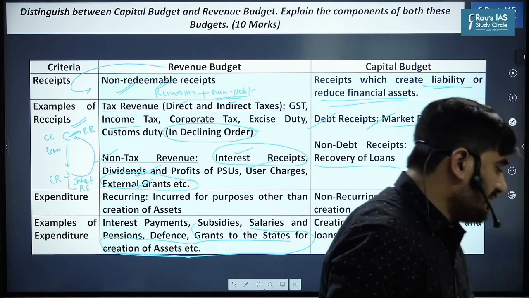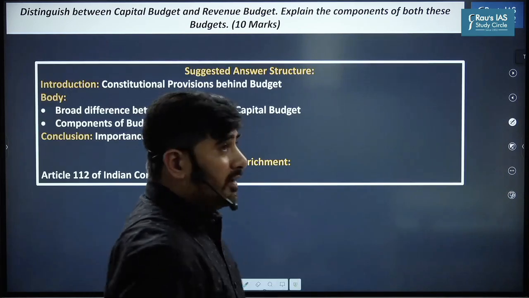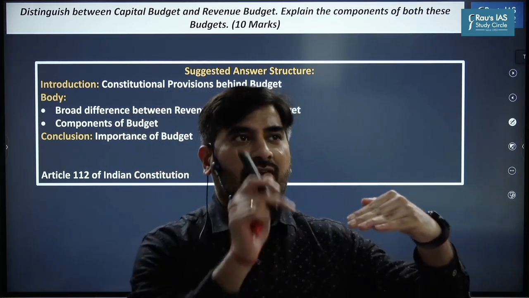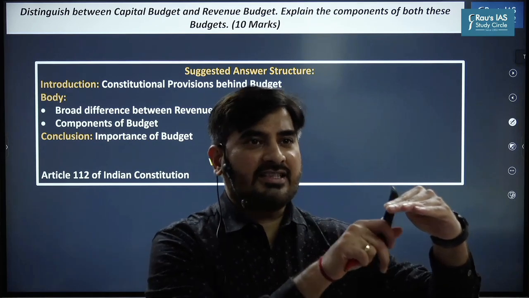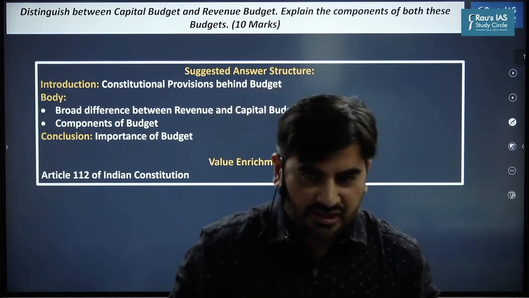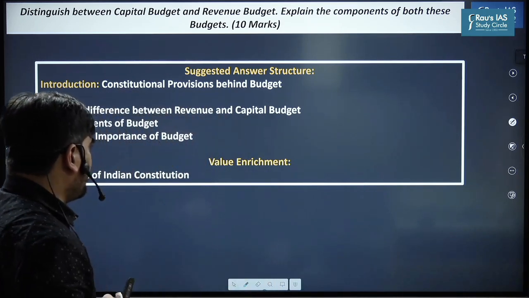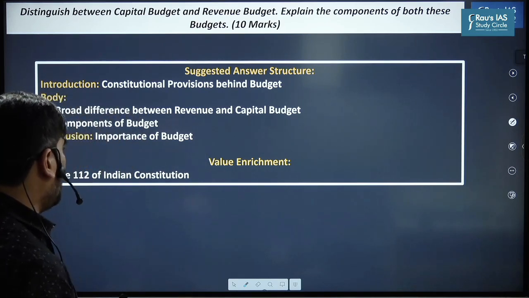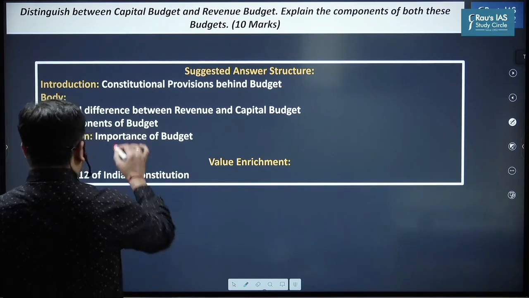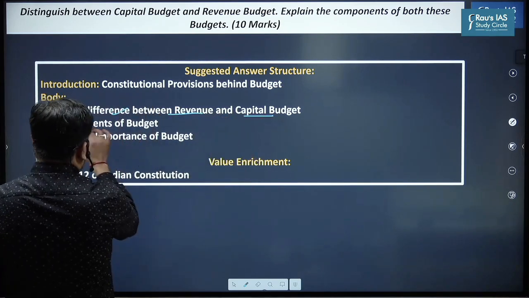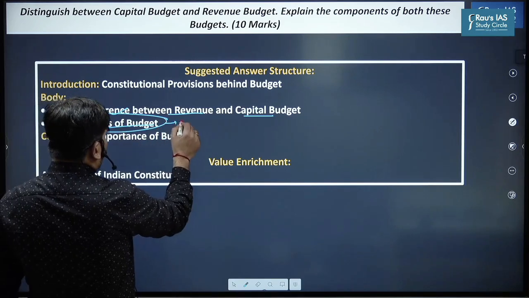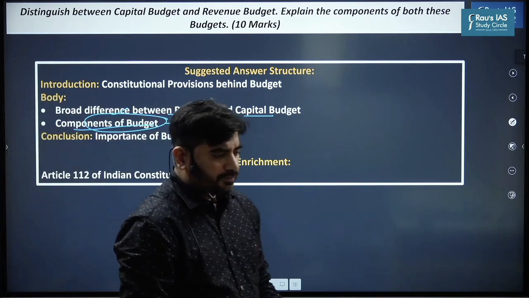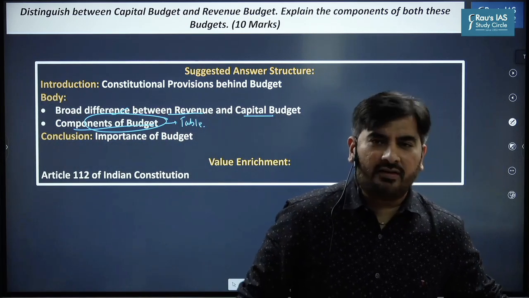So let's look at the suggested answer structure. As far as the question is concerned, the question is very straightforward. You just have to distinguish between the revenue and capital budget and explain the components. So in the introduction, you could have started with the constitutional provisions behind the budget, that is, Article 112. And then in the body of the answer, you could have highlighted the broad difference between revenue and capital budget, and then the components. As far as the components are concerned, you could have incorporated the table which I had shown you before. And then in the conclusion, you could have concluded with the importance of budget.